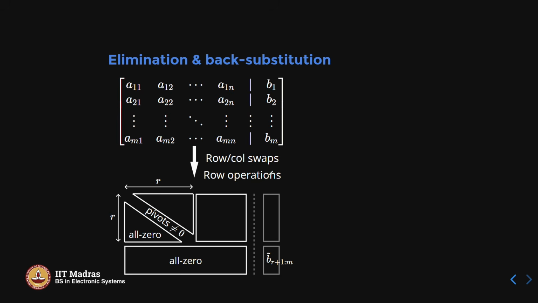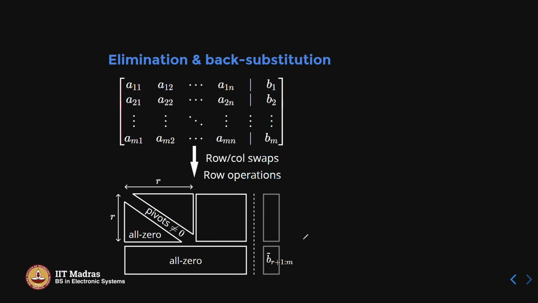Because of these row operations. Because when I do row operations, all these values change. The coefficient values also change. So this will be some modified value. It will not be the same thing here. So this is the vector which is below the pivot, the right hand side coefficients below the pivot.